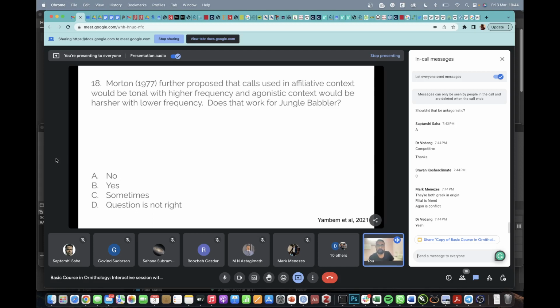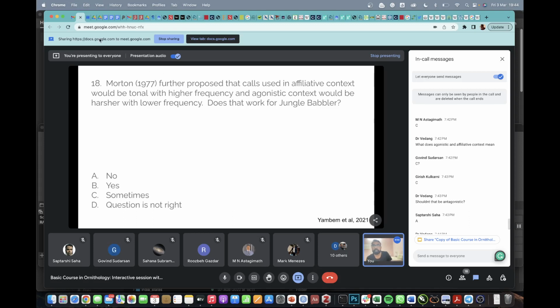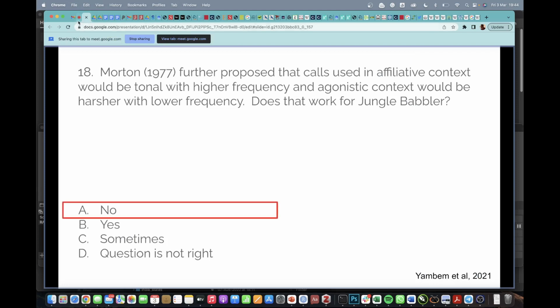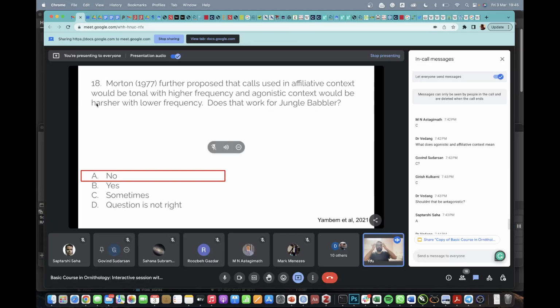So yeah, most of you have said C sometimes. Some of you have said A. Some of you have said C. But what the study finds is actually A. No, they don't follow Morton's prediction. What they find is some of the jungle babblers' calls which are more affiliative had a harsher tone. Harsh would mean that it has a huge bandwidth. If the song is of a huge bandwidth, covering a lot of space, then that would automatically become harsh.